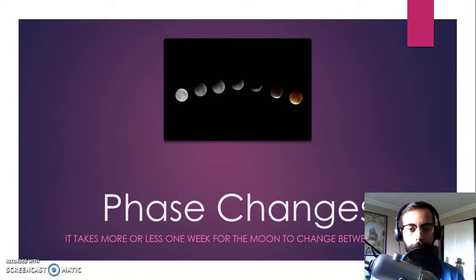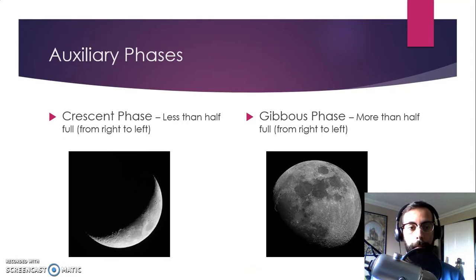In this picture, we learn that the phase changes take about a week, more or less. So it'll take about a week for each phase to occur. We also have auxiliary phases in the lunar cycle. We have the crescent phase, which is when less than half of the moon is full. That's from right to left, as I said, and you can see that it's starting from the bottom going up because it has that slant.